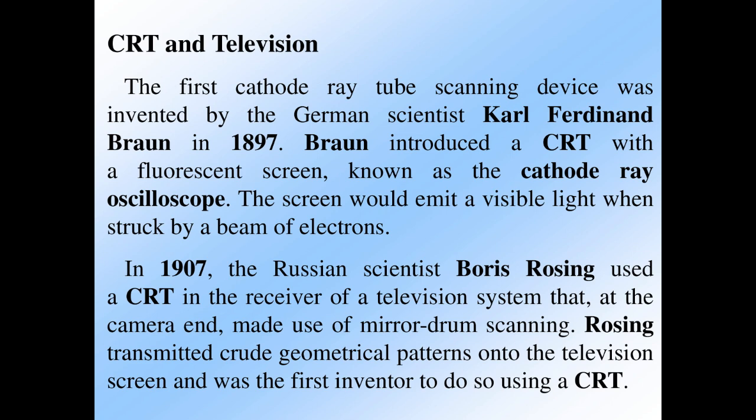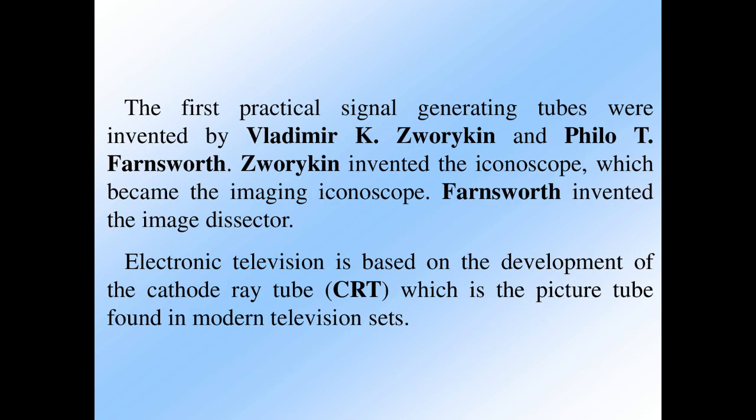In 1907, the Russian scientist Boris Rosing used a CRT in the receiver of a television system that, at the camera end, made use of mirror drum scanning. Rosing transmitted crude geometrical patterns onto the television screen and was the first inventor to do so using a CRT. The first practical signal-generating tubes were invented by Vladimir K. Zworykin and Philo T. Farnsworth. Zworykin invented the iconoscope, which became the imaging iconoscope. Farnsworth invented the image dissector.